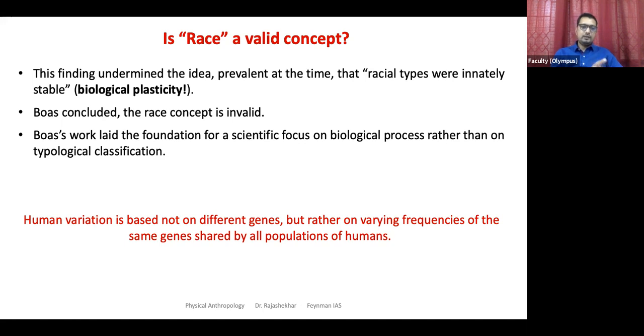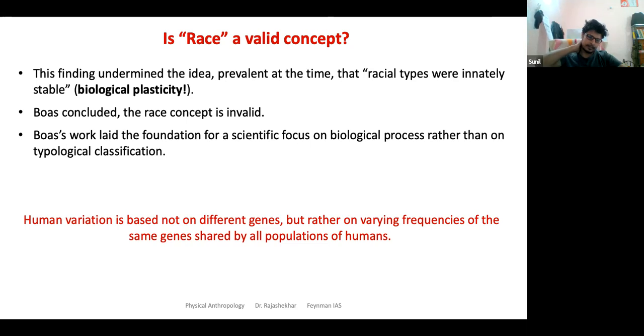So based on this, Franz Boas said that race is not a valid concept. It is invalid. So you can cite his example here and the work he has done to say that race is not a valid concept. I'll give you a few more ideas related to that. Ashley Montagu's ideas I also provide you here. But this is Franz Boas' idea of whether race is valid or not.